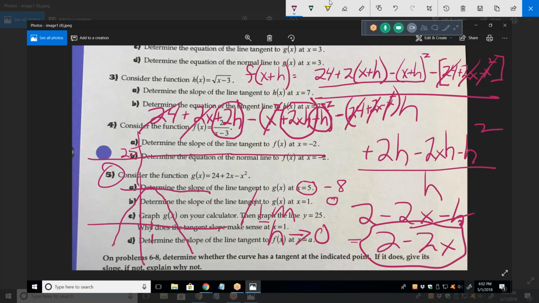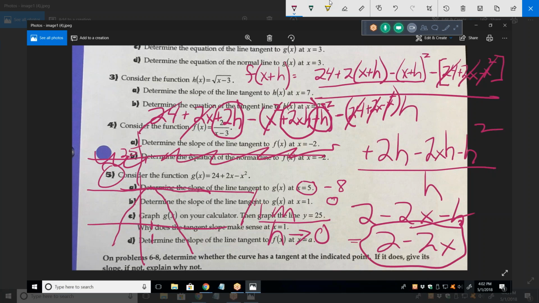It says then graph the line y equals 25. That's a horizontal line way up here. And what our parabola will look like, well, we know one thing. What's y when x is 1? It looks like 25. Yeah, so that's why they're doing it. The graph of y equals 25 is that tangent line.